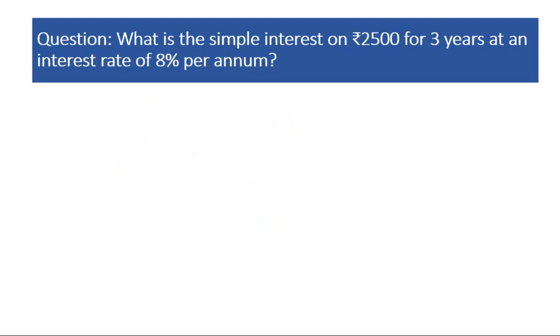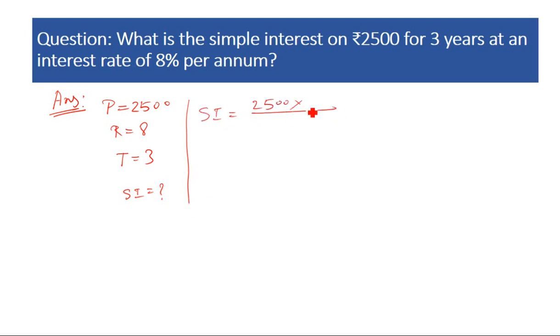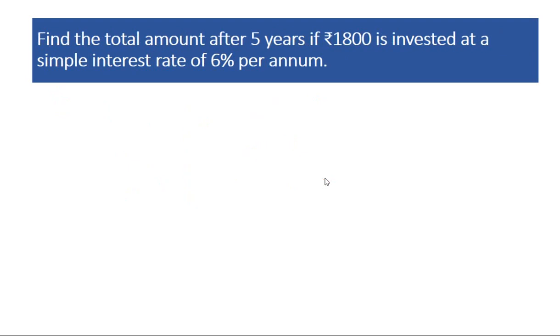What is the simple interest on 2500 for 3 years at an interest rate of 8% per annum? P is equal to 2500, R is equal to 8, T is equal to 3. SI is equal to 2500 into 8 into 3 by 100. Correct answer is 600.